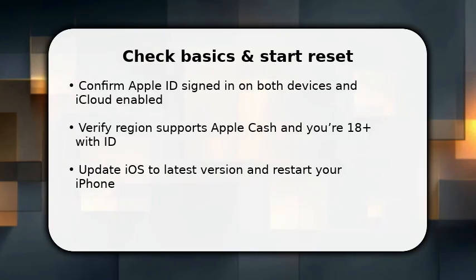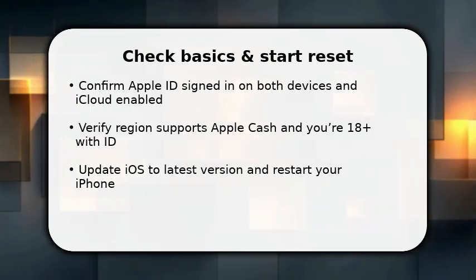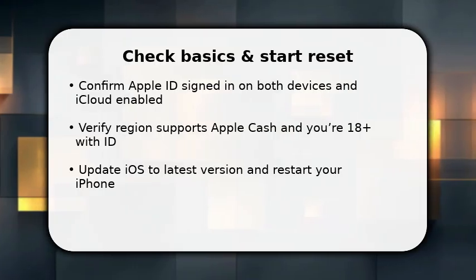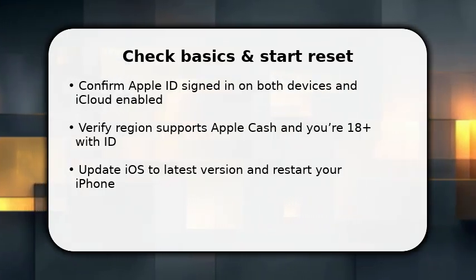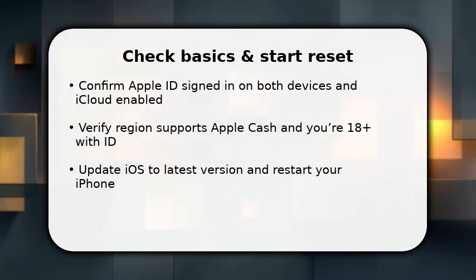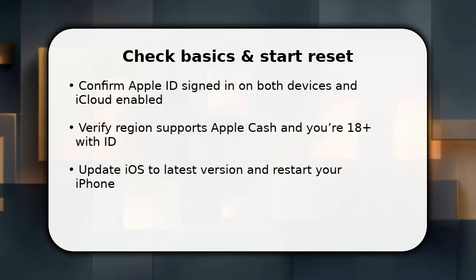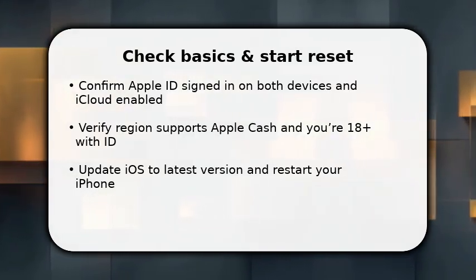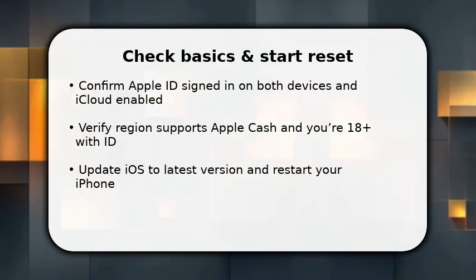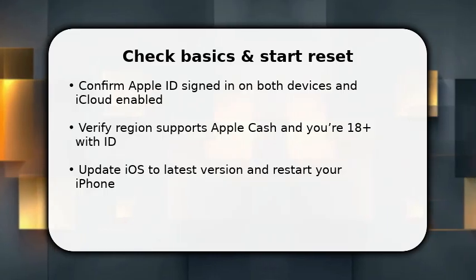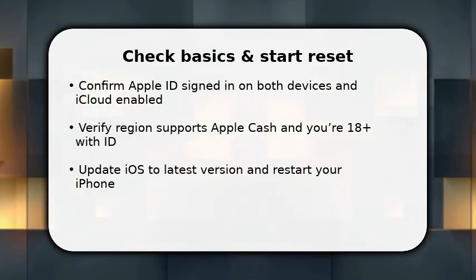You'll begin by verifying essentials so we don't chase ghosts. Sign into the same Apple ID and enable iCloud. Apple Cash requires that linkage. Make sure your region and age meet Apple Cash rules and that your device runs the latest iOS. Once done, restart the iPhone to clear temporary glitches. This often frees blocked services. If prompts ask for identity or terms, follow them now so we can move to account-level fixes without interruptions.